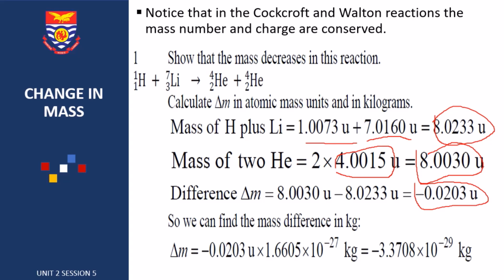This change in mass represents the mass loss in the transmutation process. We need to convert this mass to kilogram. We stated that the atomic mass unit is equivalent to 1/12 the mass of carbon-12, which is given by 1.6605 times 10 to the power negative 22. So we multiply the difference in mass by this value, and it gives us negative 3.3708 times 10 to the power negative 29. So that is the mass defect in kilogram.